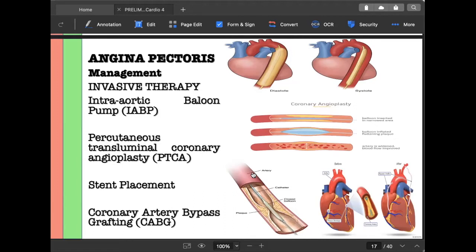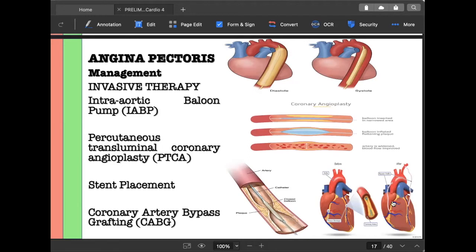Okay, now here, this is a stent placement, in which there is going to be a collapsed balloon at the tip of your catheter. So you can see here, this is guided through your artery to the blockage, and at the blockage the balloon is inflated and a spring-like stent expands and locks inside your artery.